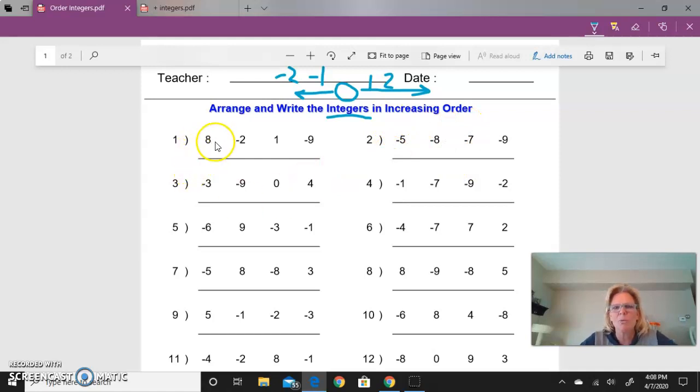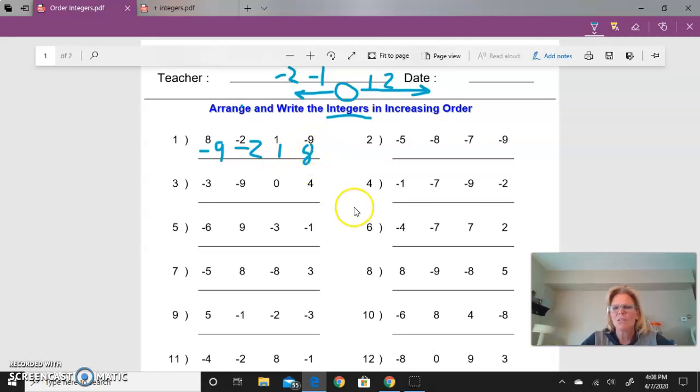So let's just look at number 1. If you look at these 4 integers, the smallest one would be a -9. Okay, you'd be the deepest in the ocean. You would be at 9 degrees below 0, where you'd owe somebody $9. The next one would be a -2, and then you'd 1, and then 8.